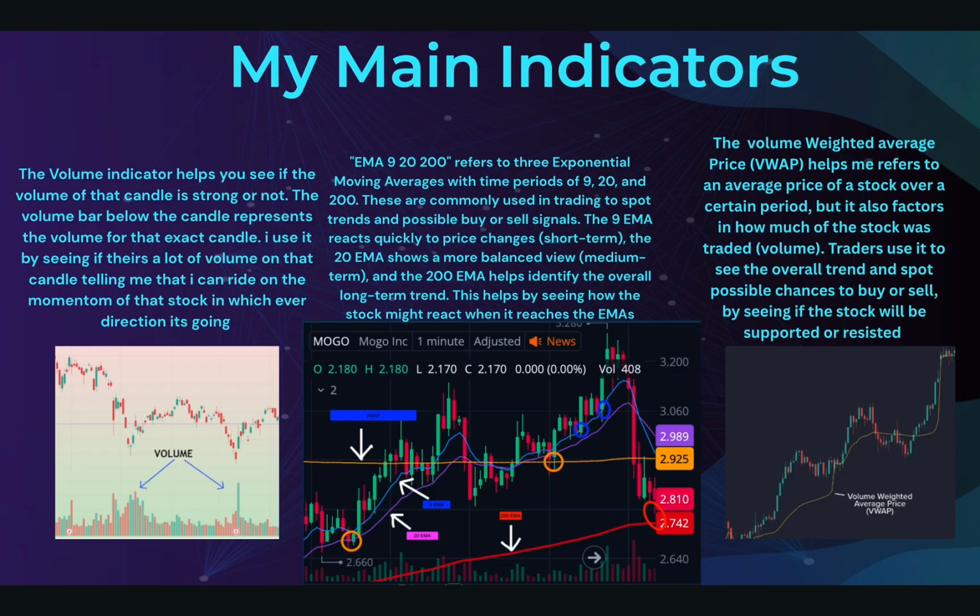The 9 EMA reacts quickly to price changes, short term. The 20 EMA shows a more balanced view, medium term. And the 200 EMA helps identify the overall long term trend. This helps by seeing how the stock might react when it reaches the EMA.